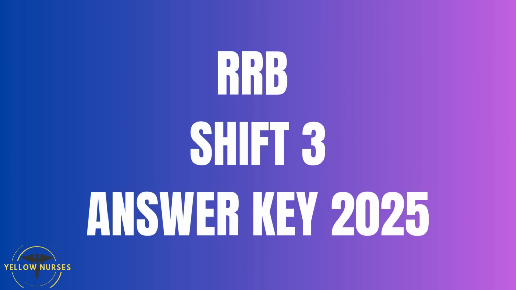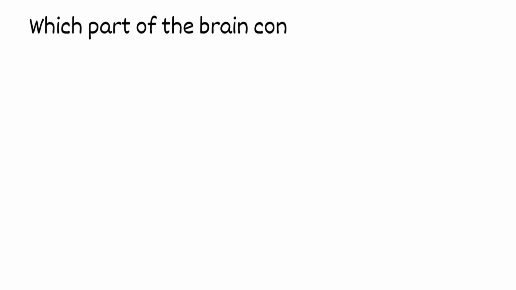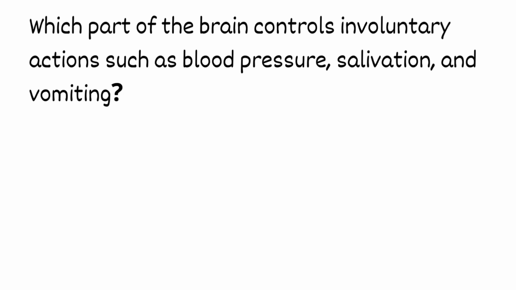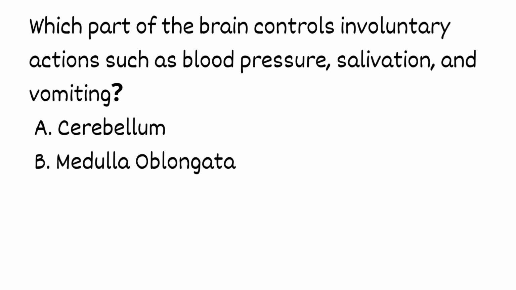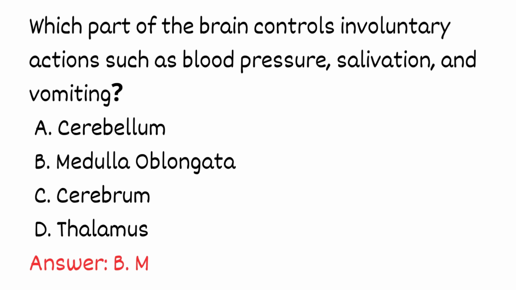RRB, Shift 3, Answer Key 2025. Controls involuntary actions such as blood pressure, salivation, and vomiting. A. Cerebellum. B. Medulla oblongata. C. Cerebrum. D. Thalamus. Answer, B.